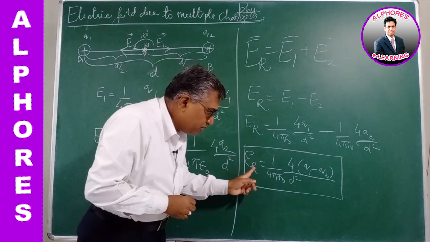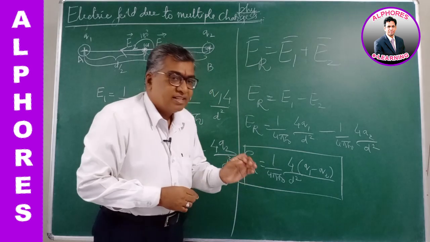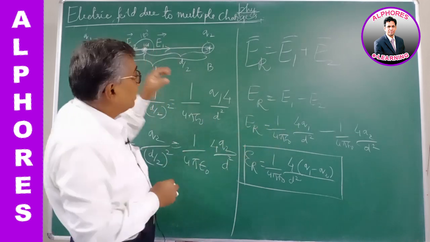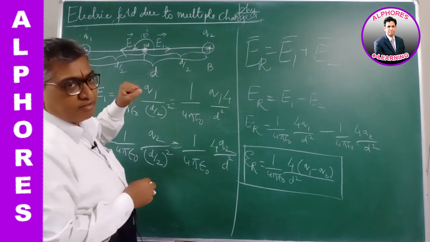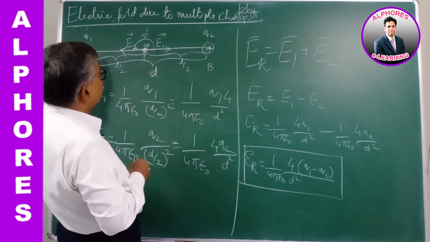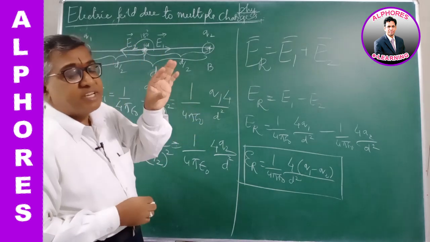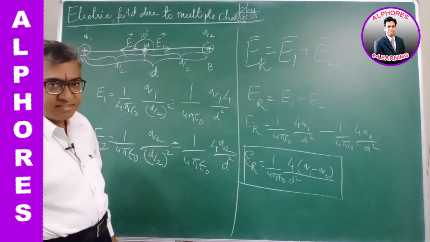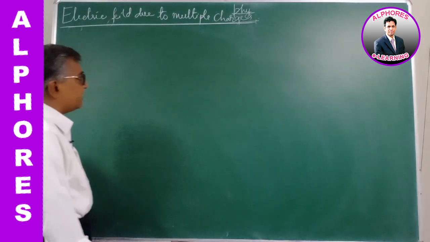So the magnitude of the resultant electric field is like this, and the direction of the electric field will be in the direction of the dominant field. Out of these two, whichever charge is big enough, whichever charge is more, the field will be in the direction of that. Okay, thank you. Let's take another example.